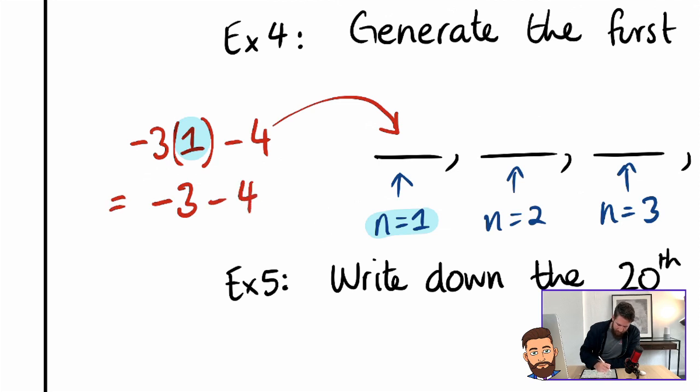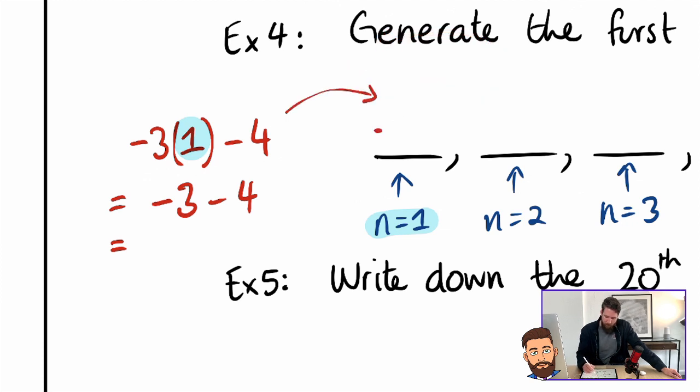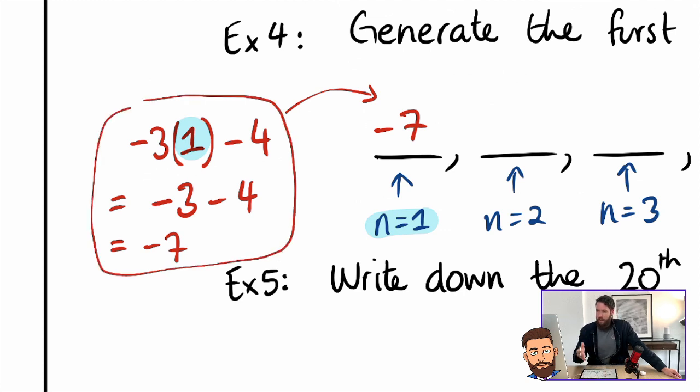And this is where students sort of get stuck. What is minus 3, take away 4? Well, if I'm at minus 3 on the number line, and I take away 4, I'm going to go down more negative. So it's going to take me to minus 7. So the first term would be minus 7. So that is how I have got my first term. I've replaced n. Same as the other examples, it's just a little bit more tricky because you've got a negative involved. So that's the first term sorted.